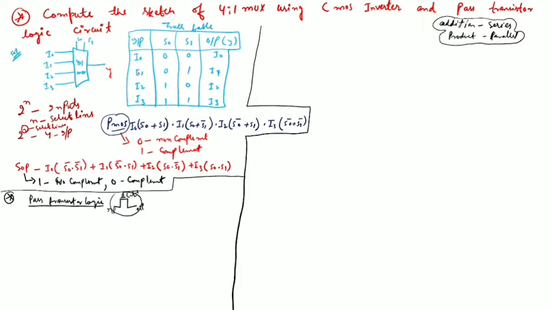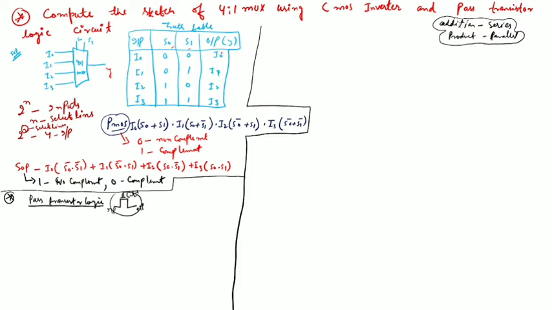Next is the truth table of this 4:1 multiplexer. Here the inputs are I0, I1, I2 and I3. For all these inputs, they may be 1 or 0. These are the select lines, S0, S1, with the binary values 0 0, 0 1, 1 0 and 1 1.